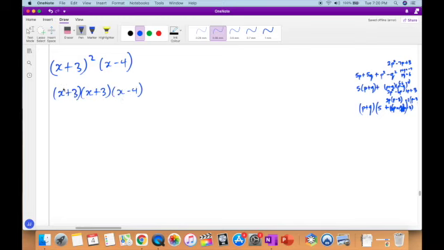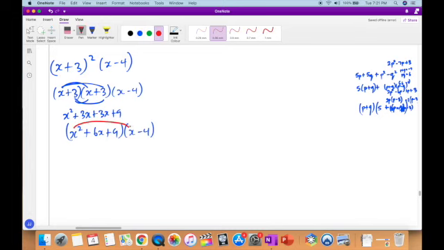So I'll do this, x plus x, that is x squared, plus 3x, plus 3x, plus 9. So that gives us x squared plus 6x plus 9 being multiplied by x minus 4. And now I just do the same thing again. X squared times x is x cubed. Right? X squared times negative 4 is negative 4x squared.